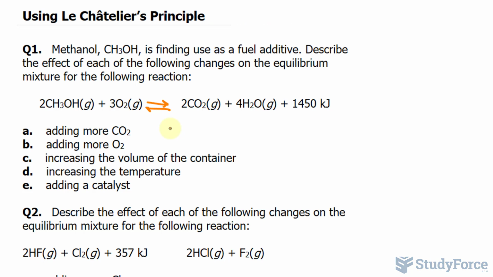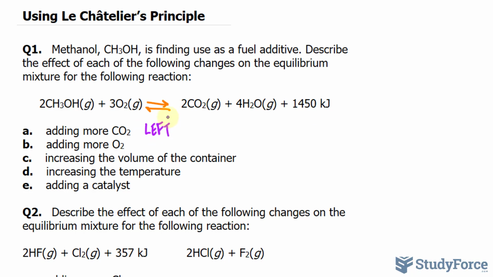Part A asks, what happens if we add more CO2? CO2 is found in the products side of this chemical reaction. And if you add more CO2, and since this is going in both directions, it will actually push the reaction to go to the left, because now you have more product than reactants. So expect it to shift to the left.